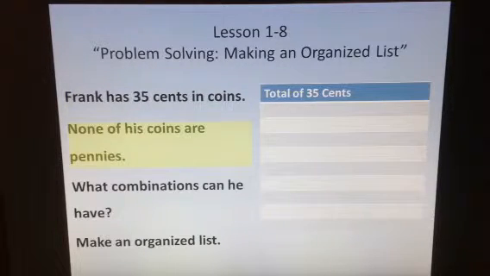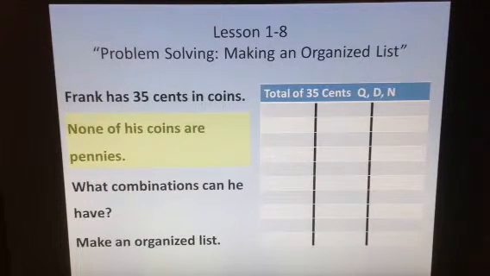Then look at the next sentence. None of his coins are pennies. What does that tell us? It tells us that his coins are quarters, dimes, and nickels. I've divided the chart into 3 columns and I've added Q, D, N to stand for quarters, dimes, and nickels.